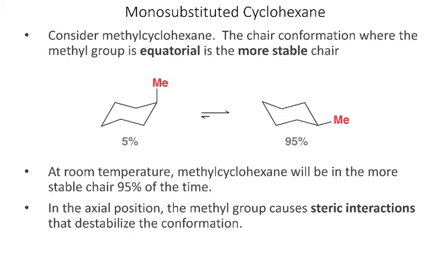Now, I mentioned on the last slide that the two chair conformations are not equivalent. And it turns out that the conformation where the substituent is in the equatorial position is much more stable than when it is in the axial position. And as a result of that, if I have this methyl cyclohexane, 95% of it is going to be in this chair conformation, and only 5% is going to have the methyl in the axial position.